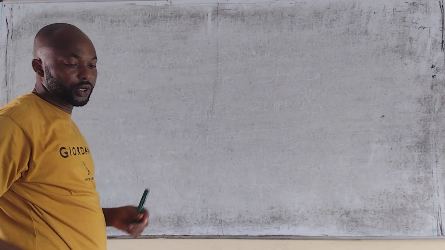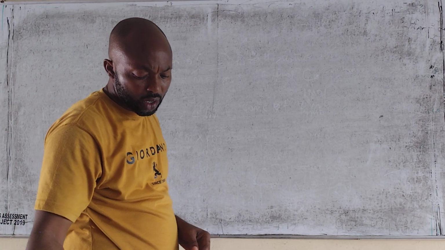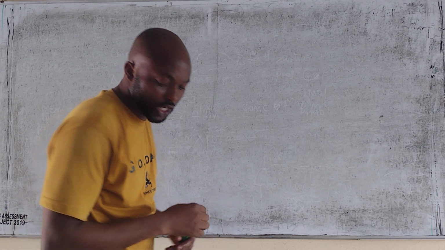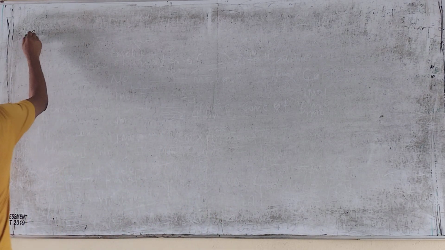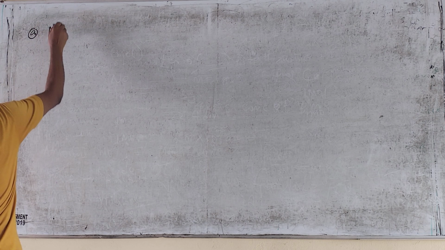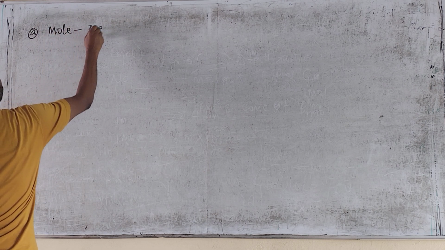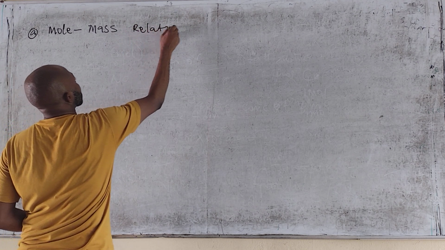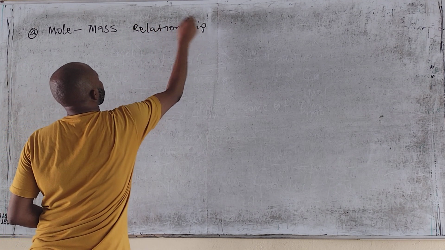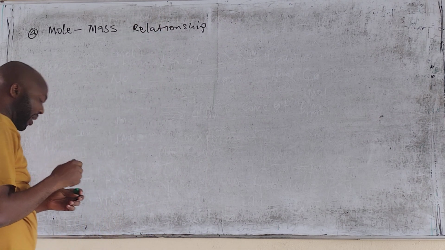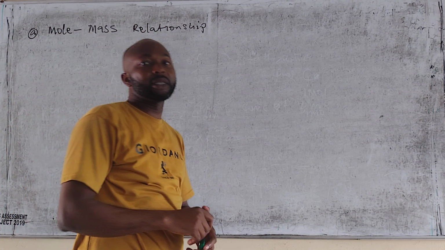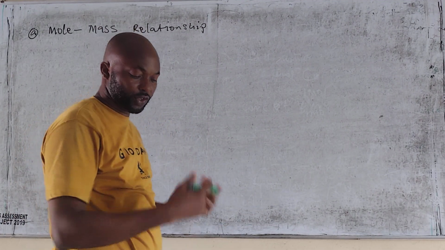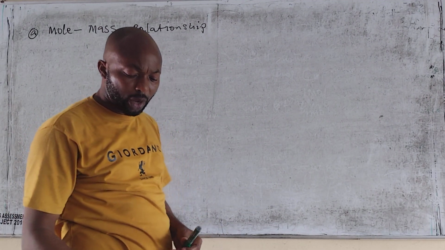Let's take our first question. Calculate the number of moles. So the first one is mole-mass relationship. So let's take our A, mole-mass relationship. So in mole-mass relationship, our first variable here is the mole. Then we look at our mass and so on. Let's take a question. Calculate the number of moles.